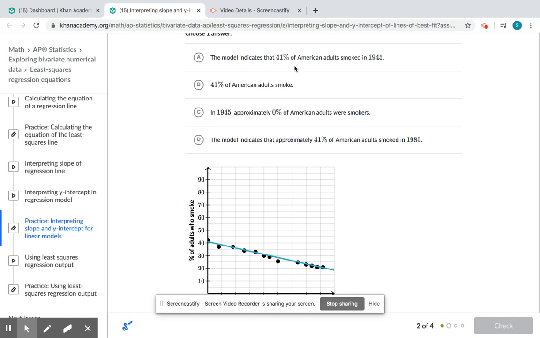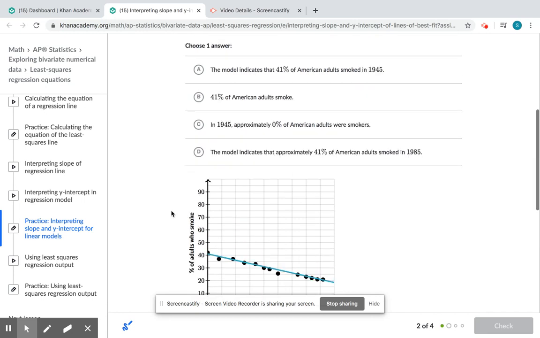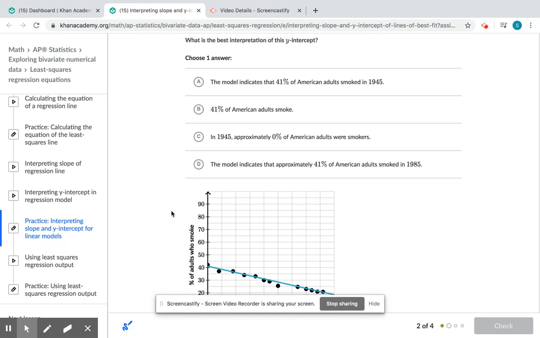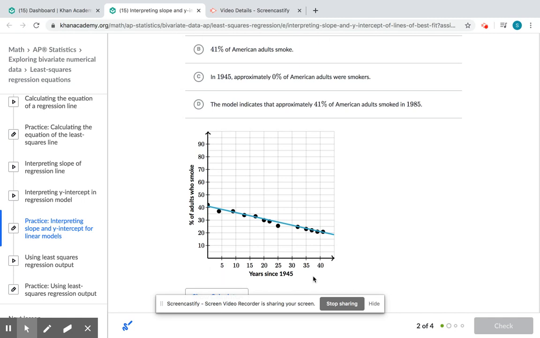The model indicates that 41% of American adults smoked in 1945. Right, so if this was the beginning, this looks about accurate, right? So that's the amount of Americans that started smoking in 1945. So that looks like that could be our answer. For choice B, 41% of American adults smoke. That just doesn't make any sense because it's going down. In 1945, approximately 0 Americans were smokers. That's wrong because this is a percent at 0. And the model indicates that approximately 41% of American adults smoked in 1985. That's just wrong, because 1985 is 40 years later, it'd be over here, and that's just wrong.